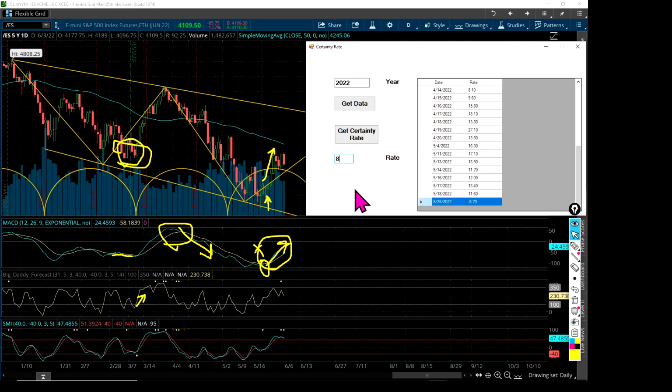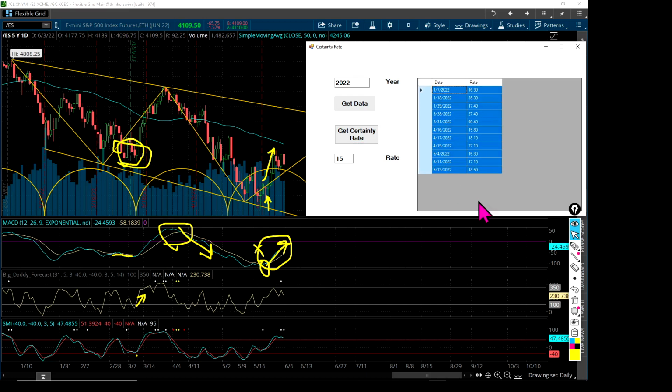I'm going to finish up with this. If I were to make this more restrictive, let's say we were to make this a 15, we see how the data set got much smaller. Now if you go look at these dates, these would probably be fairly significant dates because they have big numbers.